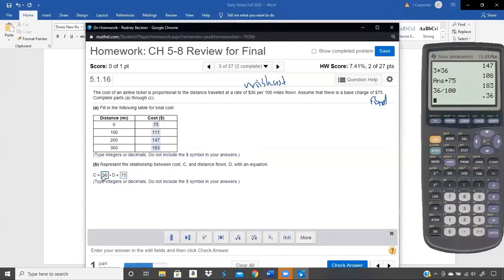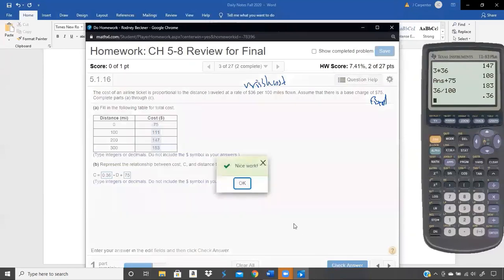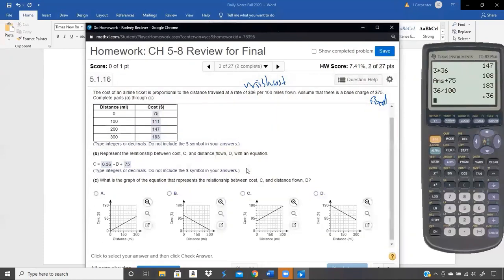It's not 36. If it was $36 per mile, this would be 36. But because it's per 100 miles, that means we're really only paying 36 cents per mile. And that should be correct. There we go. See, I didn't pay attention and I got something wrong initially.